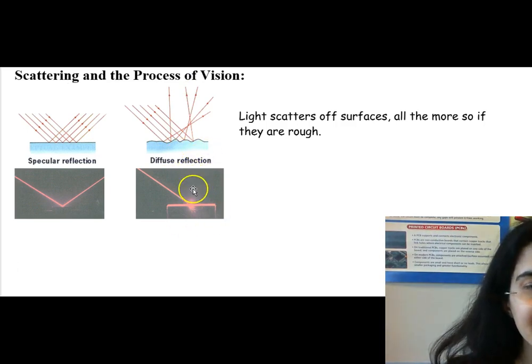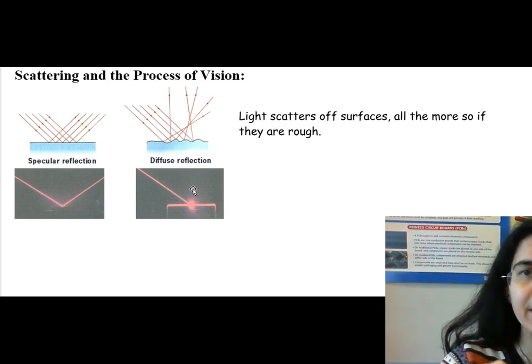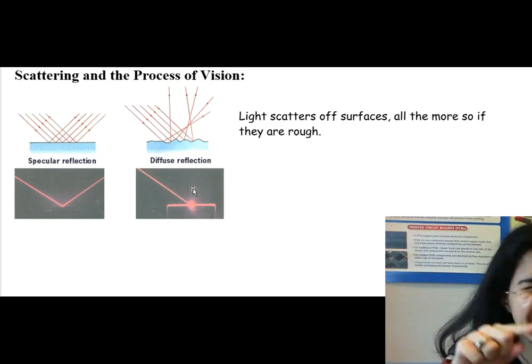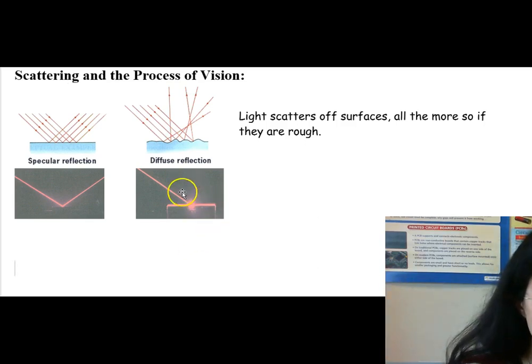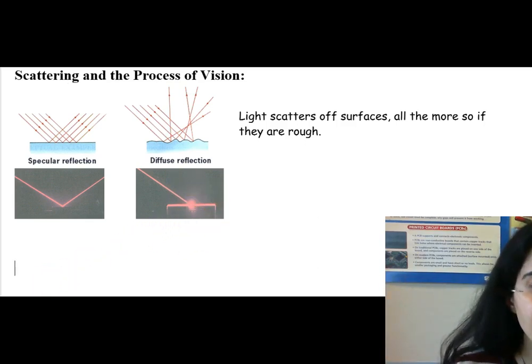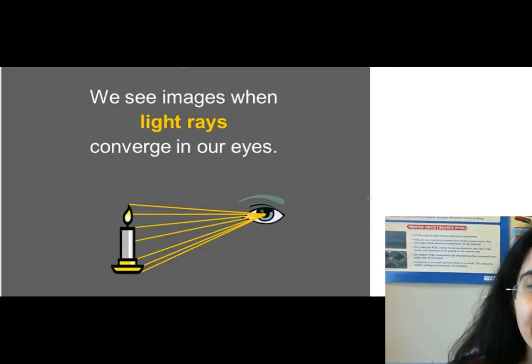We call this diffuse reflection, because if the light hits something that's rough all over the place, there's hardly going to be an angle anywhere where there isn't some funny bump going around, with the result that the light diffuses all over the place, just like this. It scatters everywhere. We see things when light enters our eyes.